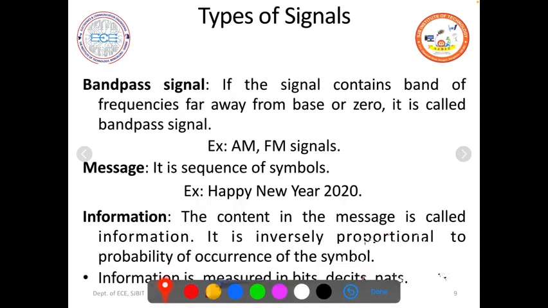Then what is a band pass signal? If the signal contains a band of frequencies, whereas in baseband it was 0, here it contains a band of frequencies away from 0. It is called band pass. What are the examples? AM and FM signals.